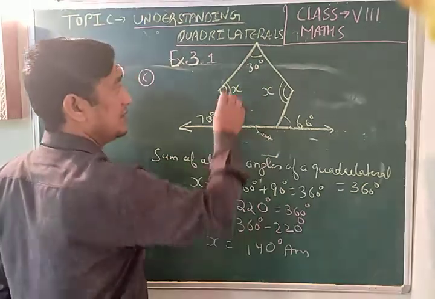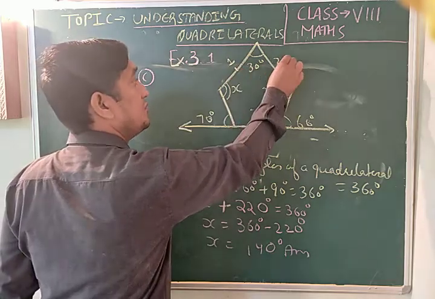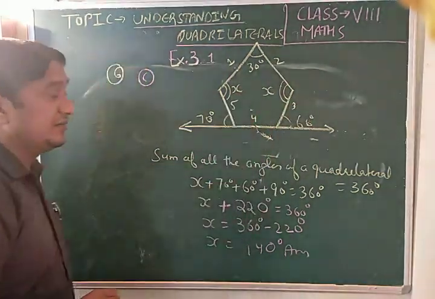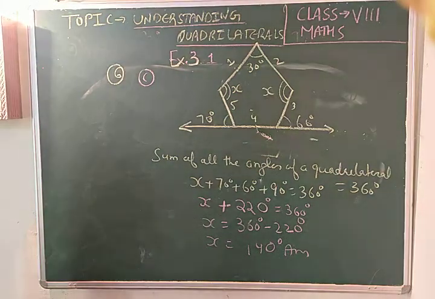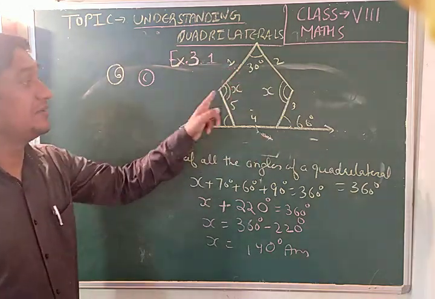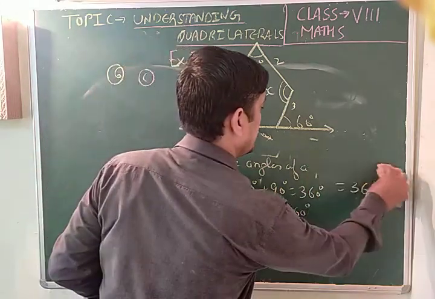First of all, we will check the number of sides. 1, 2, 3, 4, and 5. Here, the number of sides is 5. So children, first of all, you must know if the number of sides is 5, it becomes a pentagon.